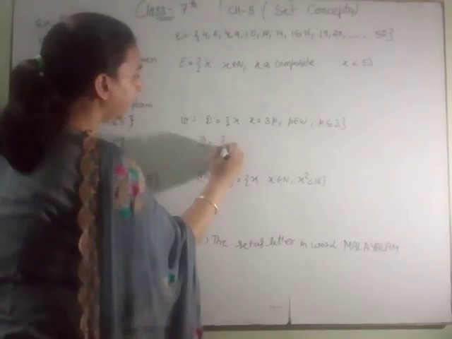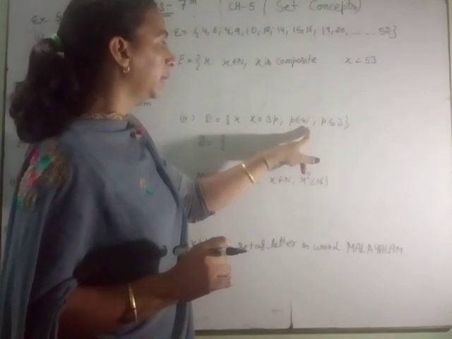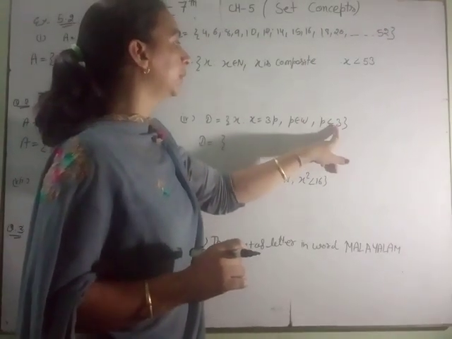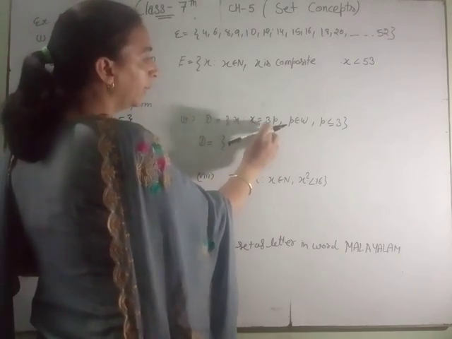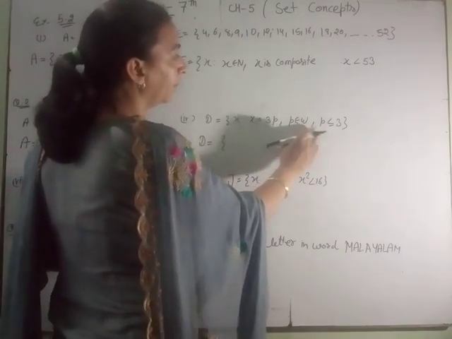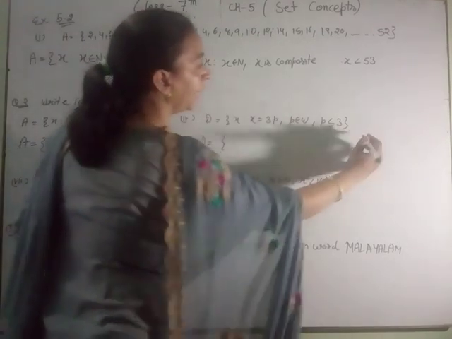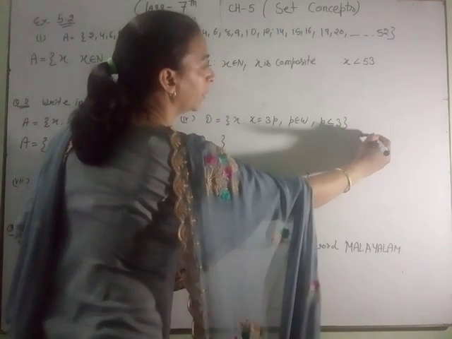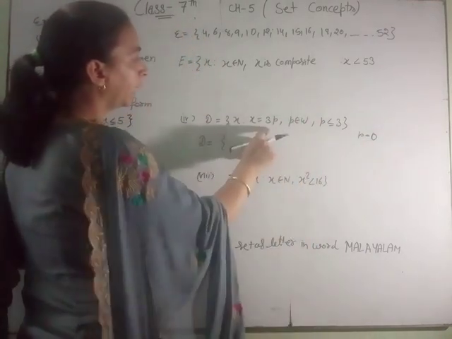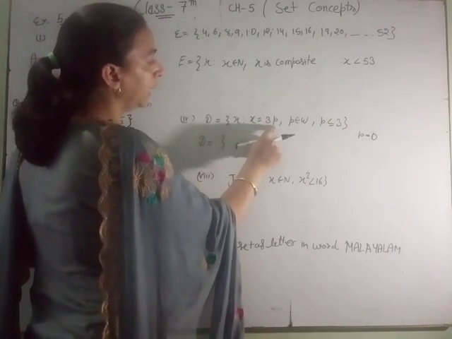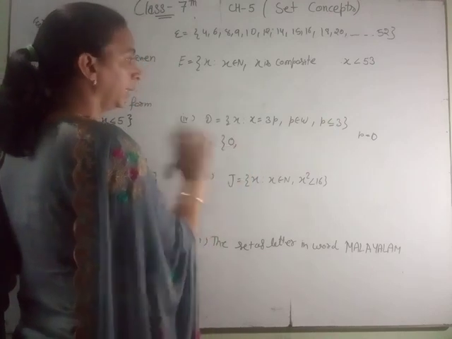Next for set D, roster form. x equals 3p, p belongs to whole numbers, and p is less than or equal to 3. We take x equals 3p where p is a whole number less than or equal to 3. First we take p equal to 0, because 0 is a whole number. If we take p equal to 0 and put it here, x equals 3 into 0, that means 0. So we take x equal to 0.